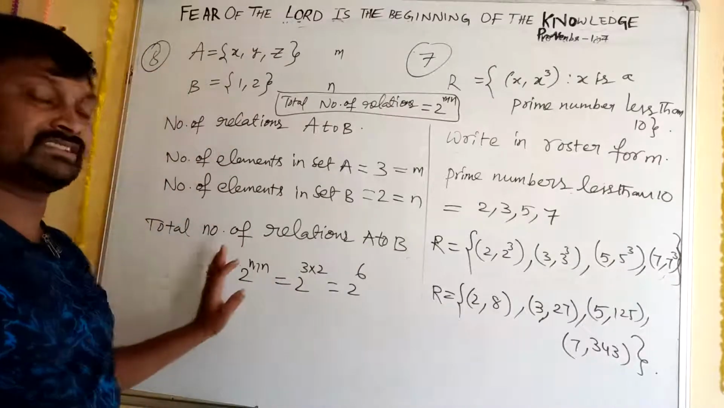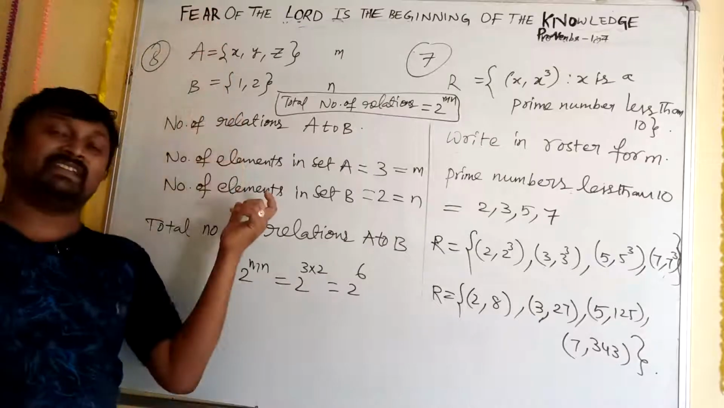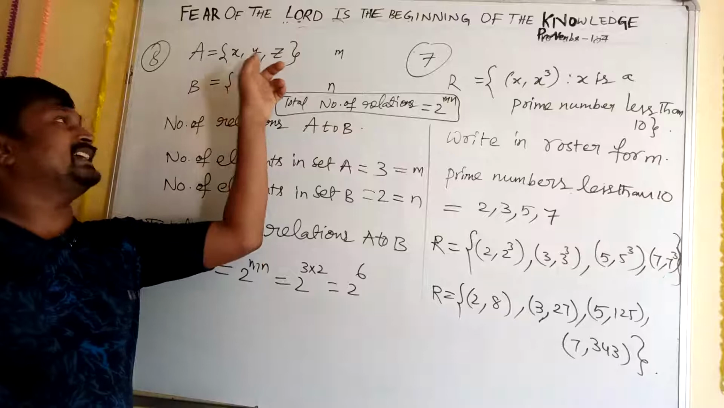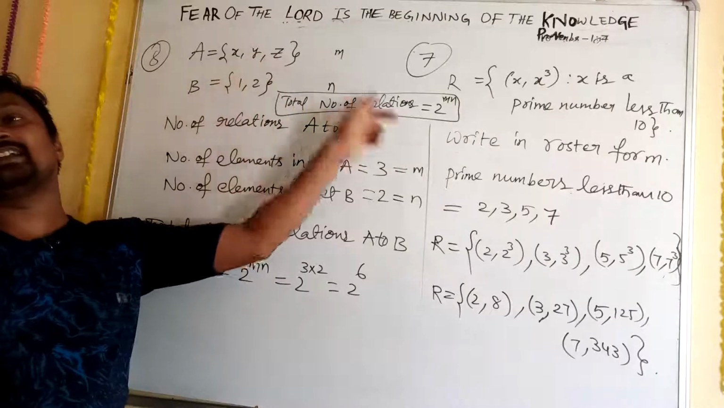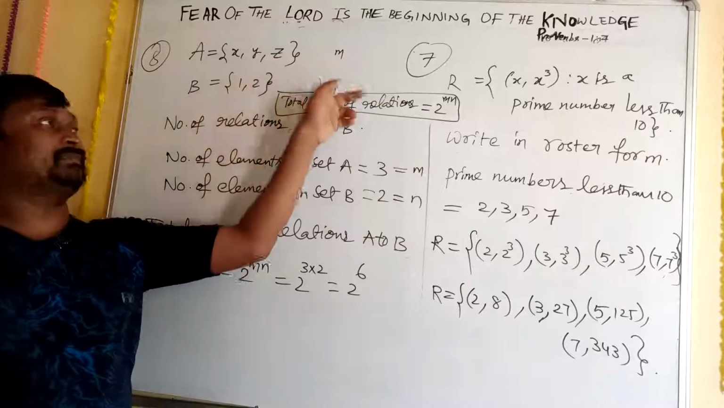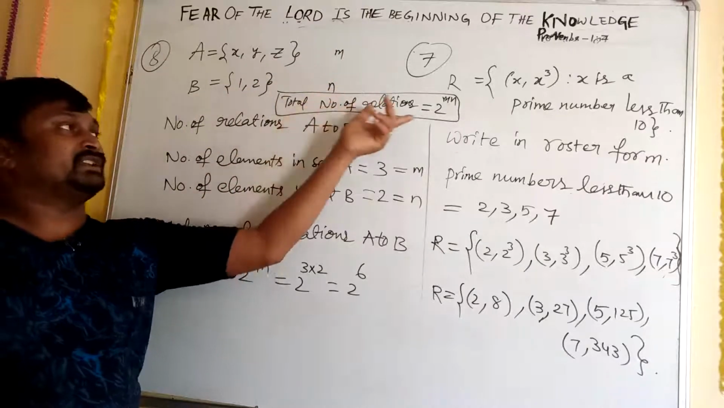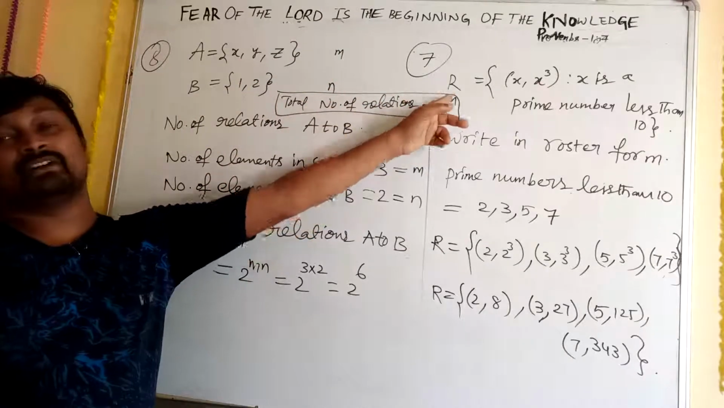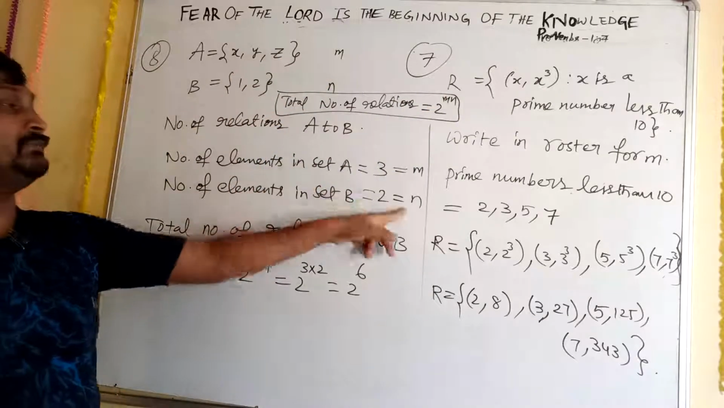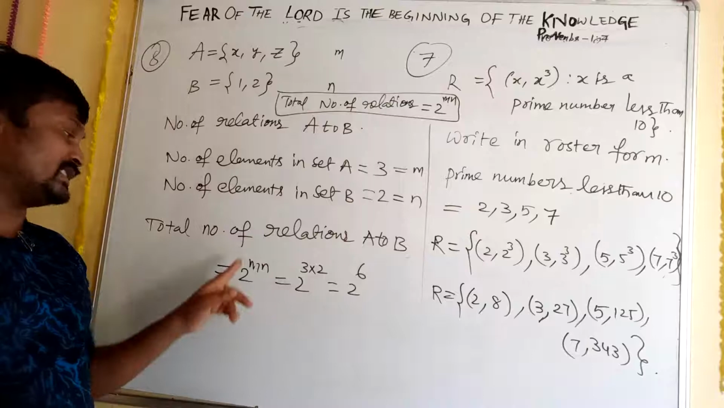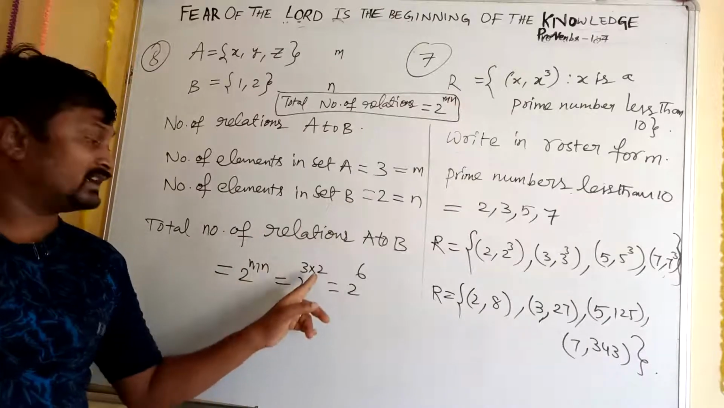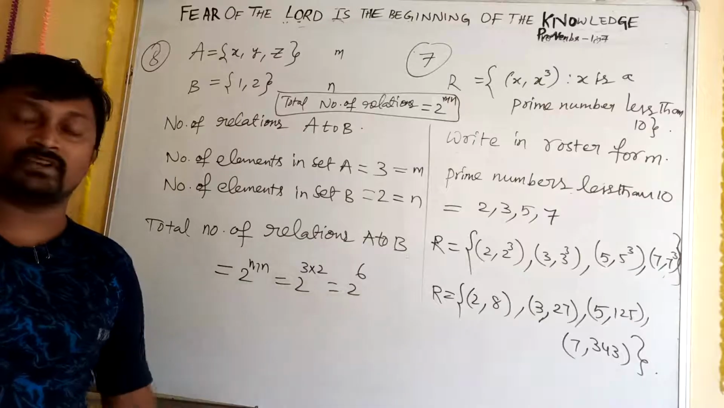The number of relations depends on the number of elements in set A and set B. Set A here has 3 and set B here has 2. Set A elements are m, set B elements are n, and the total number of relations is 2 power mn. Here m is 3 and n is 2. So just substitute the m and n values in the formula: 2 power 3 into 2 is equal to 2 power 6.